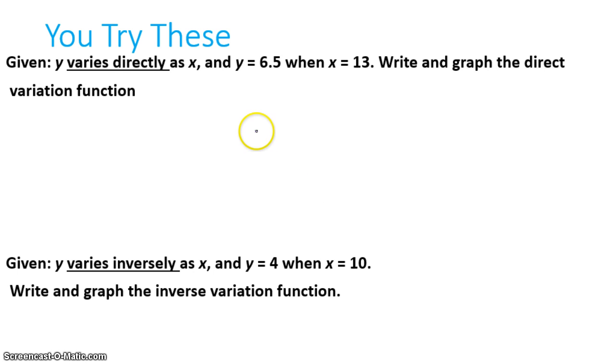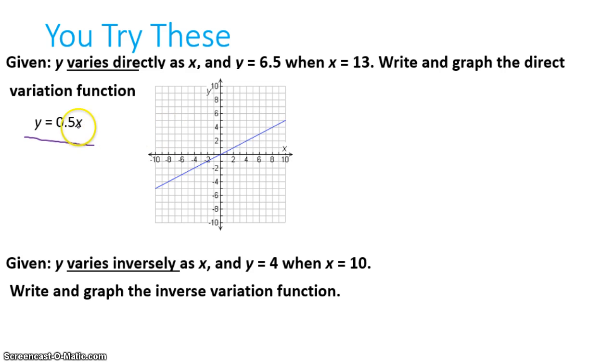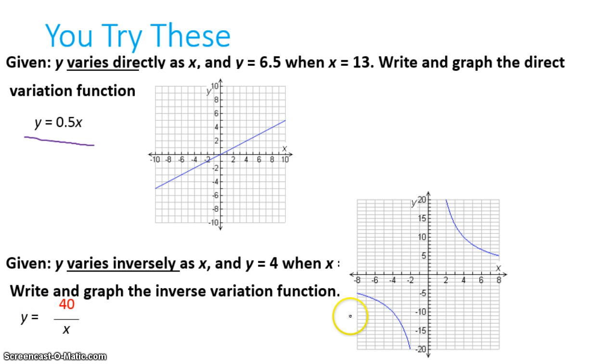Alright, let's check. For your first one, your formula was y equal to 0.5x, and your graph had a slope of a half, so here's your graph. Again, it's going through the origin. Down here, your y varies inversely as x. Our formula is y equals 40 divided by x, and your graph is going to look like this. So you had your negative values of x and your positive values of x. Again, our two curves never reaching the y-axis.